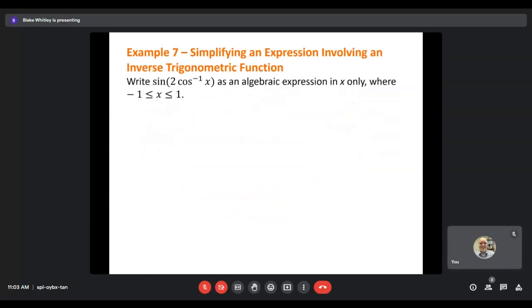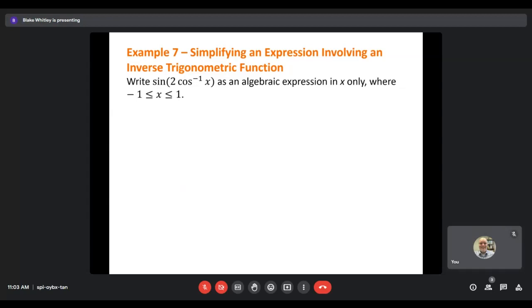All right, so now we want to write the sine of 2 inverse cosine x as an algebraic expression in terms of x. Again, they're telling us here that x has to be between -1 and 1, just so our domain is correct for that inverse trig function. All right, now this is similar to something we just did in the previous section. This time, though, instead of having addition or subtraction inside of our sine function, we have a single inverse trig function, but it's multiplied by 2.